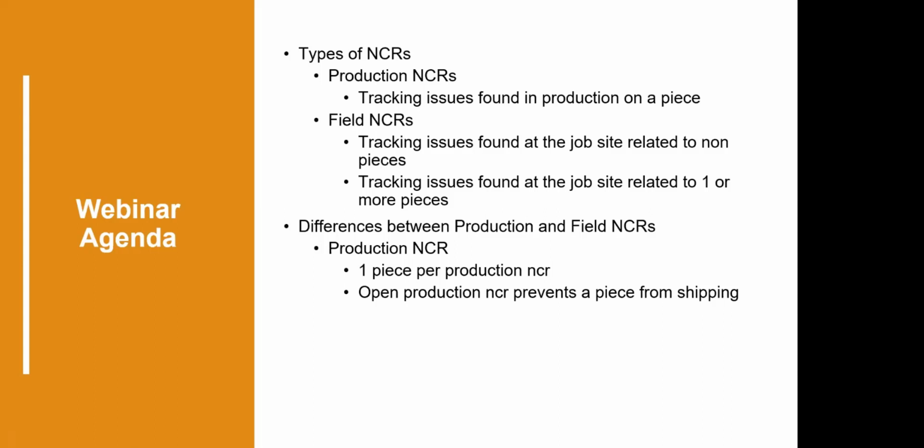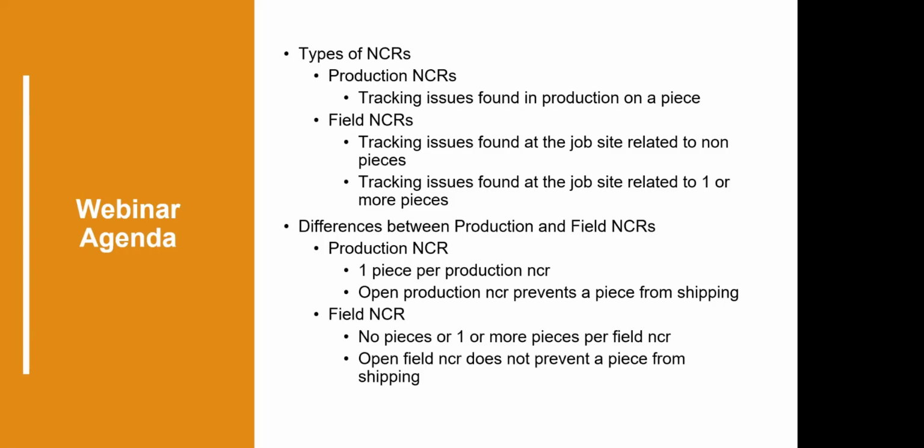Open production NCRs do prevent the piece from being shipped. So if a piece is scheduled to be shipped, by default, the system will be set up so the loads are highlighted in red, showing that there are open NCRs on that piece, and on the load, you will not be able to print out your bill of lading delivery ticket until all open NCRs have been closed out for that specific piece.